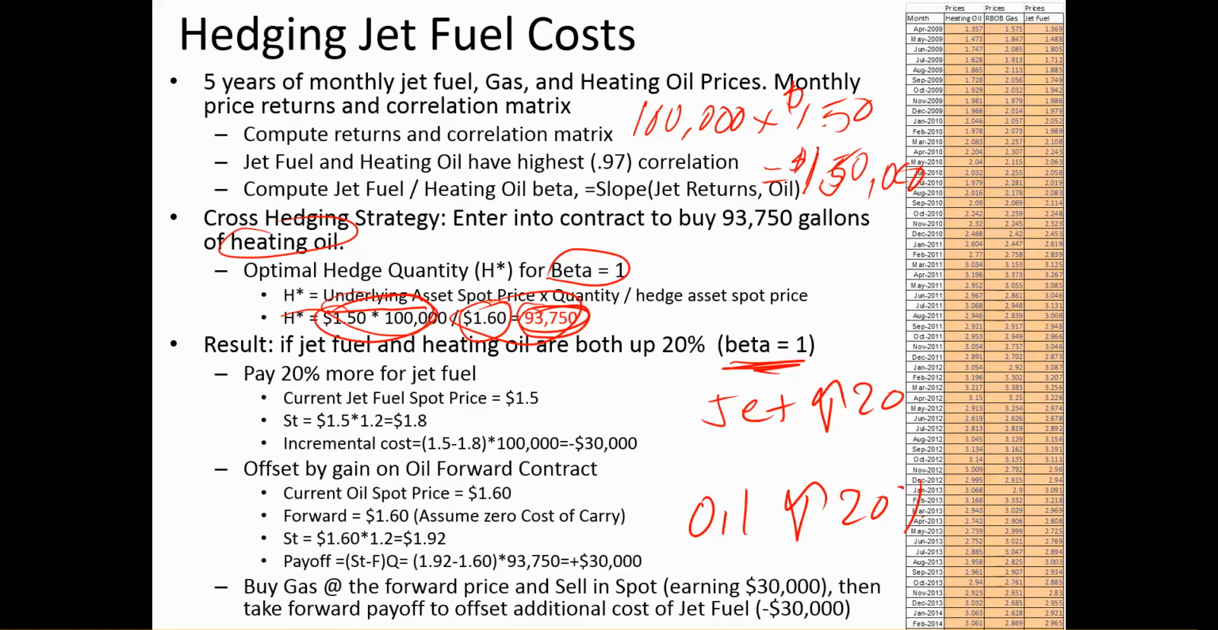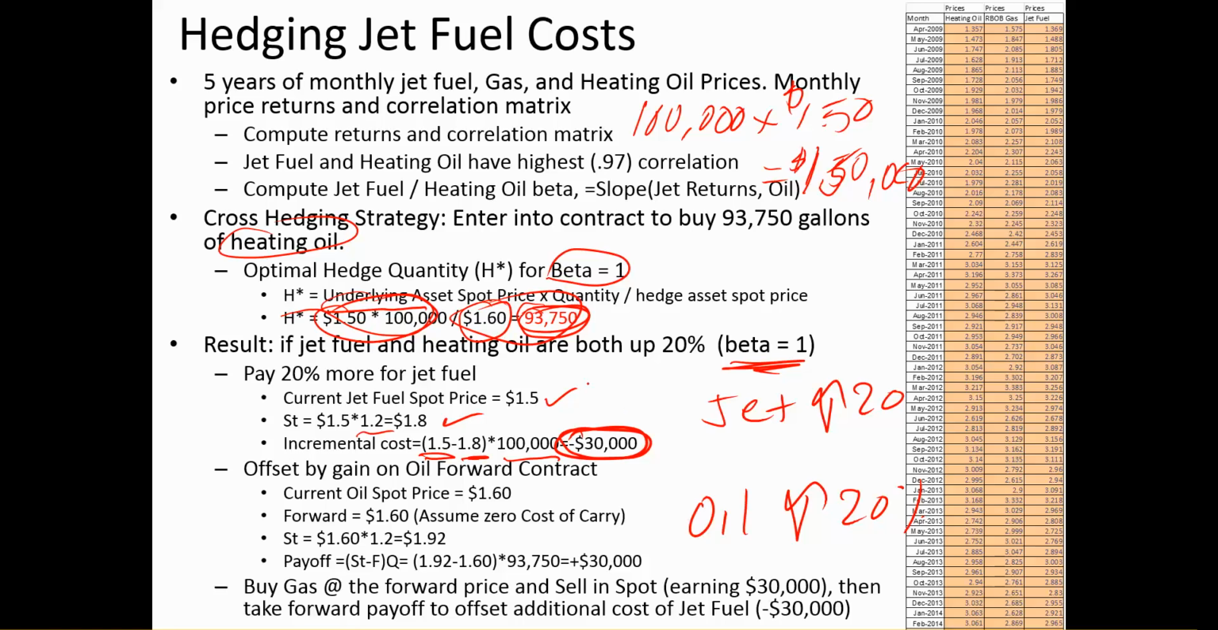Let's see what happens to our bottom line at Southwest. The spot price of heating or jet fuel goes from $1.50, up 20% to $1.80. So Southwest thought they might pay $1.50 for heating oil, now pays $1.80. That's an extra 30 cents on 100,000 gallons. They're going to pay an extra $30,000 in jet fuel expense.